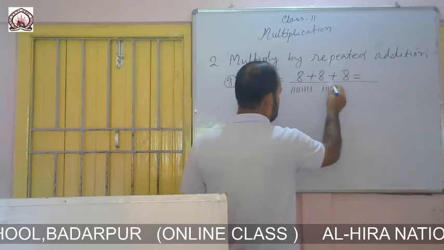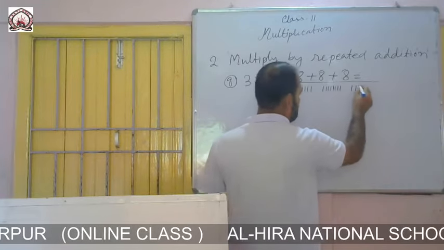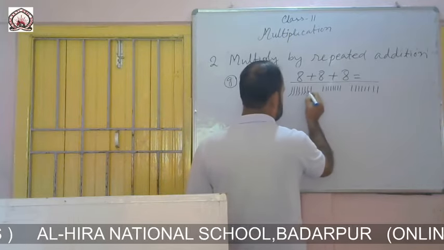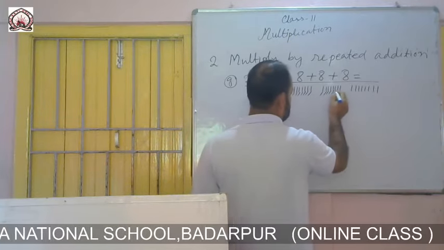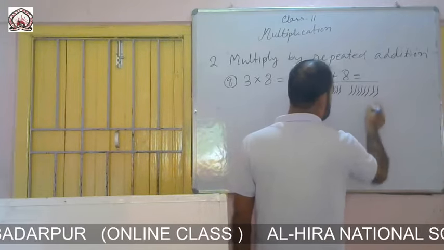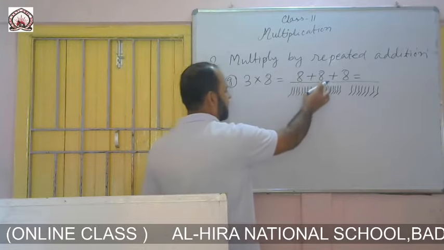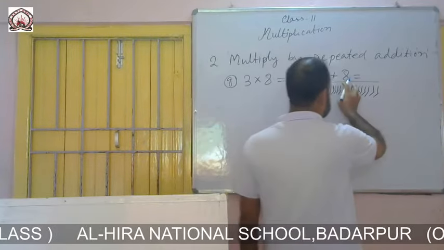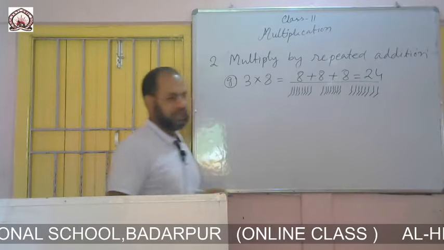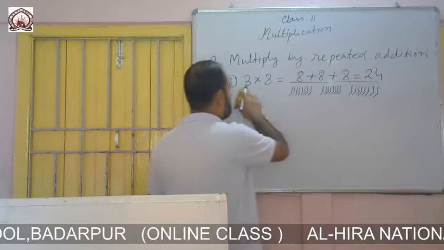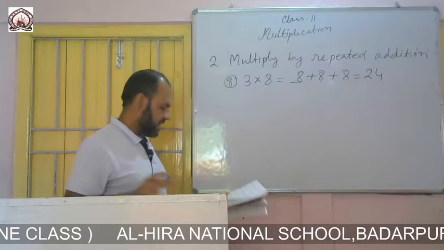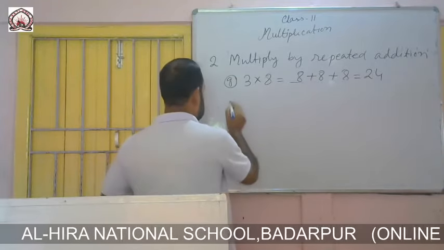1 2 3 4 5 6 7 8. Count 1 2 3 4 5 6 7 8 9 10 11 12 13 14 15 16 17 18 19 20 21 22 23 24. So 8 plus 8 is equal to 16. 16 plus 8 is equal to 24. Here 3 8s are 24. Question number H.